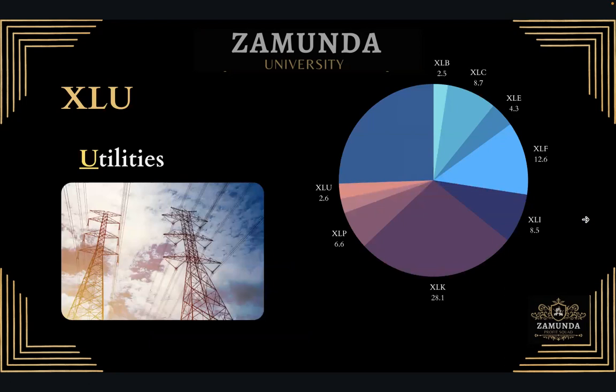And next we have XLU for utilities. Simple enough. It has a small rating, or weighting, also. XLU will be like your Duke Energy, your Pacific Gas and Electric. XLU is also an essential. You need utilities no matter what. So, yep, that is XLU.